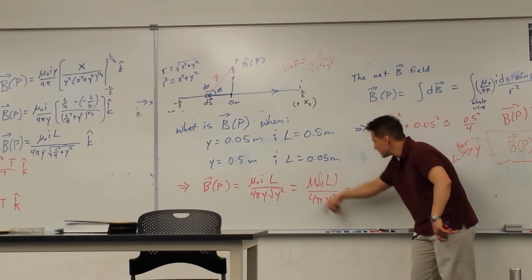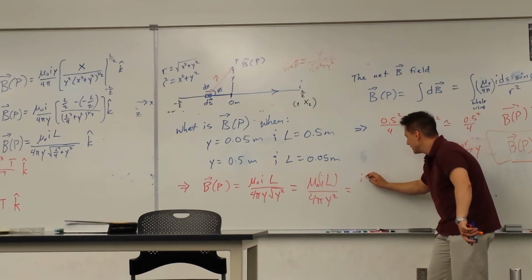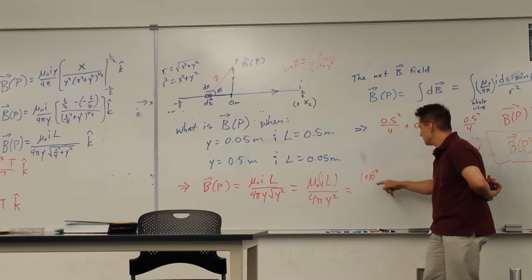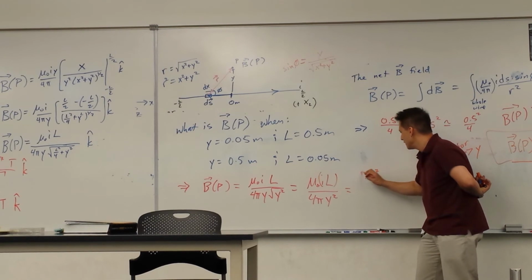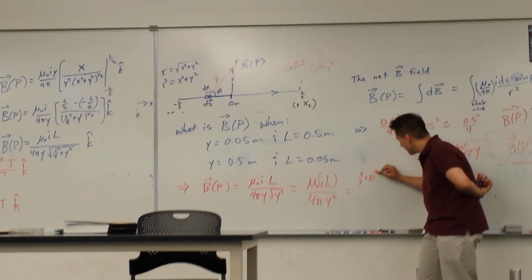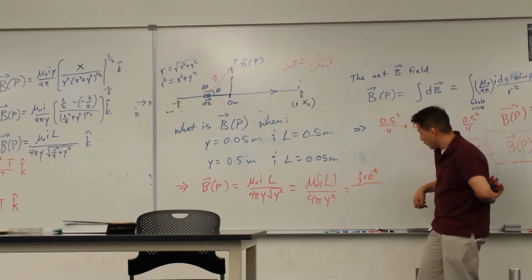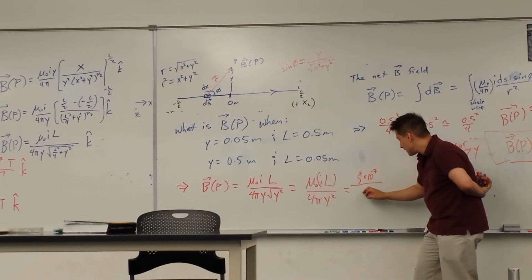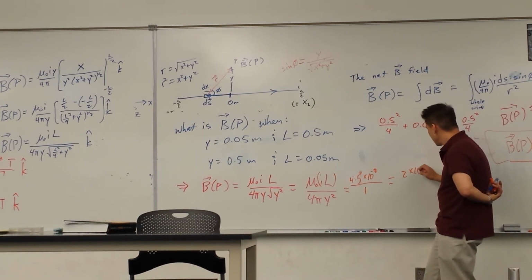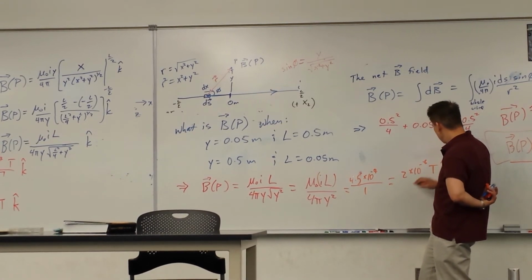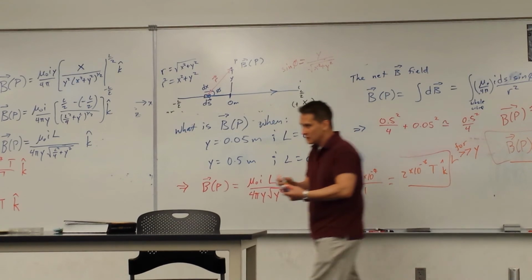So we could plug the numbers in here, and basically it would be 1 times 10 to the negative 7. And the L in this case was 0.05, so this would be 5 times 10 to the negative 9 divided by y squared, which would be divided by a fourth. So 2 times 10 to the negative 8 Tesla. Yeah, well, what I got was 1.99, so. Okay.